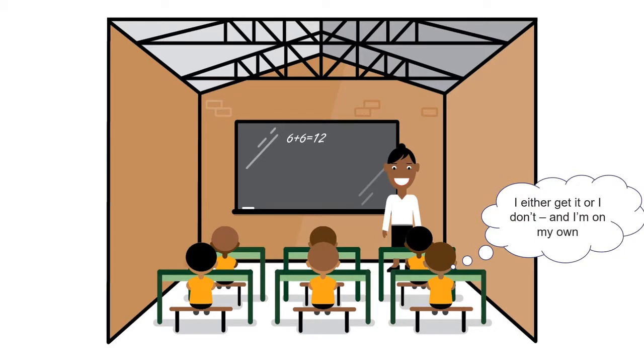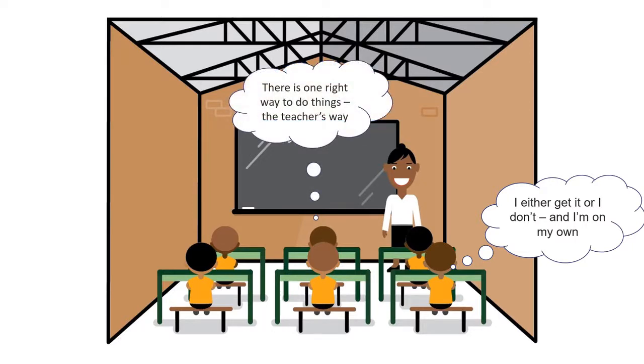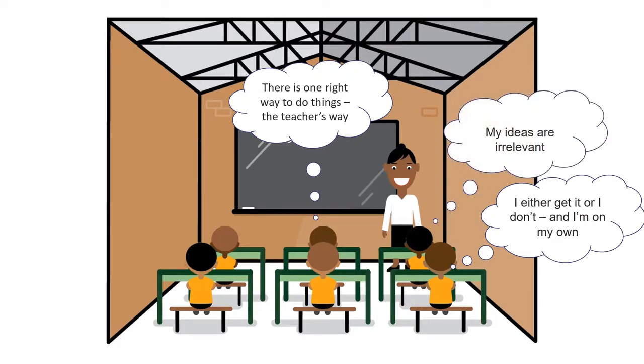I either get it or I don't, and I'm on my own. This message is conveyed by sitting on my own and not being able to talk to my peers about my ideas. There is one right way to do things, the teacher's way. Well, the only solution that the students have seen is the one given by the teacher. My ideas are irrelevant. This message comes through in the fact that I have not been given a chance to share my thinking at all.